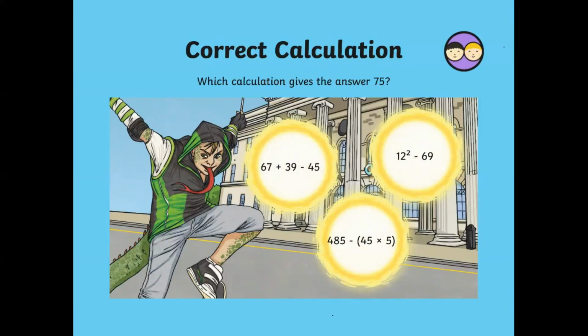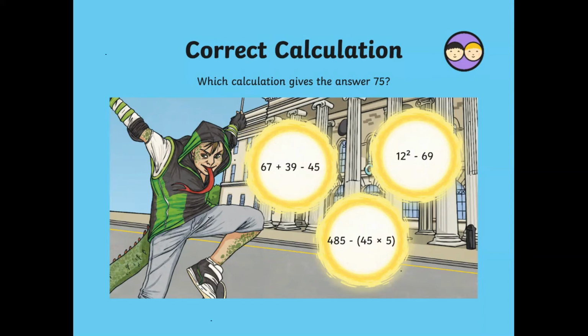Now you practice it. I'm going to ask you a question. Which calculation gives the answer 75? So we've got 3 questions, and you should do all 3 of them. And then you can pause the video, and you have to know which one of these 3 circles, or maybe 2 or all 3 of them, gives the answer 75.